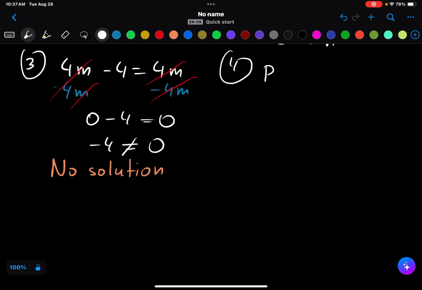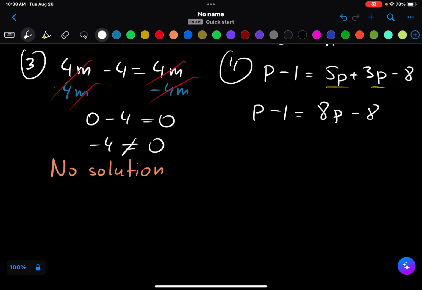And number 4 is p minus 1 equals 5p plus 3p minus 8. So I have 3 p's here, but 2 of them I can combine. So let's do that. So it's going to be p minus 1 equals 8p minus 8. Sweet. Now I have p's on either side. Get rid of one. I always prefer to get rid of the smaller one. So I'm going to subtract p from both sides. Now I have, because these are gone, boom, boom. I now have negative 1 equals 7p minus 8.